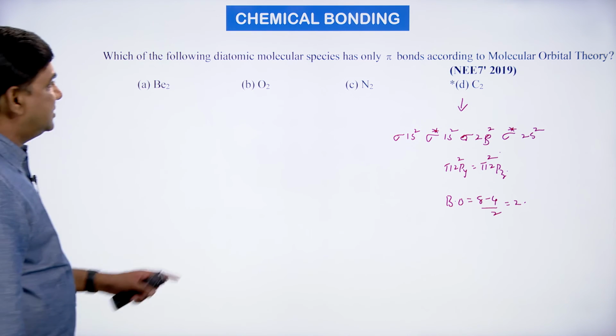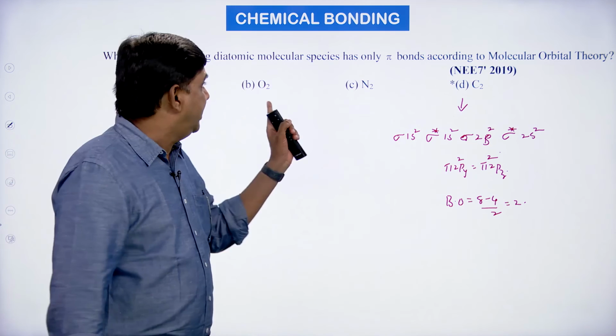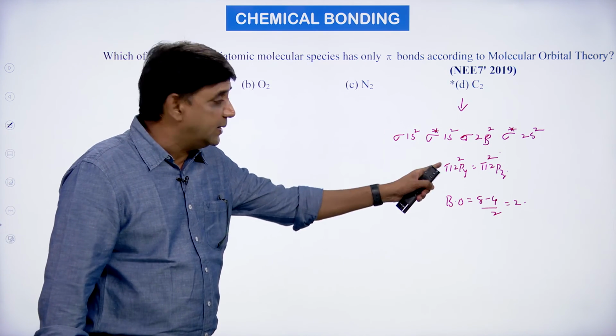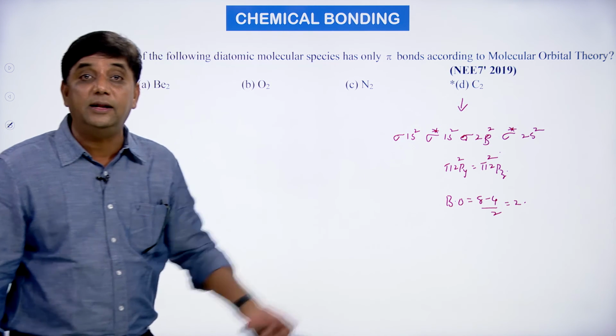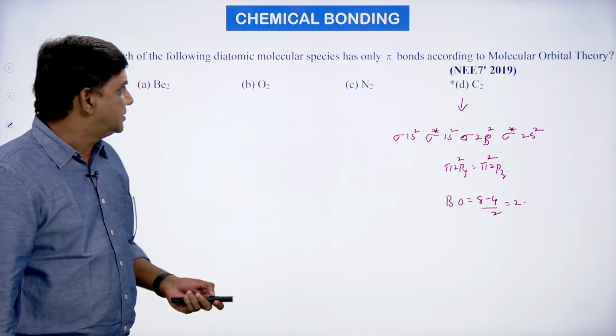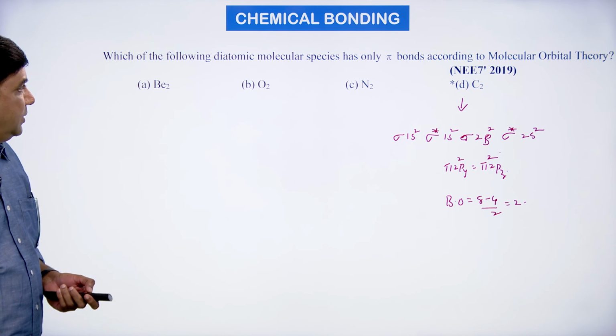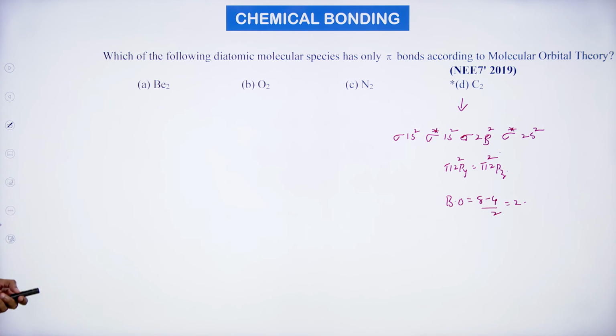That means electron has not entered into the antibonding orbitals of the pi. Electron was only present in the pi orbitals, not present in the antibonding pi orbitals. But in case of O2, they are also present in antibonding. N2 is not.